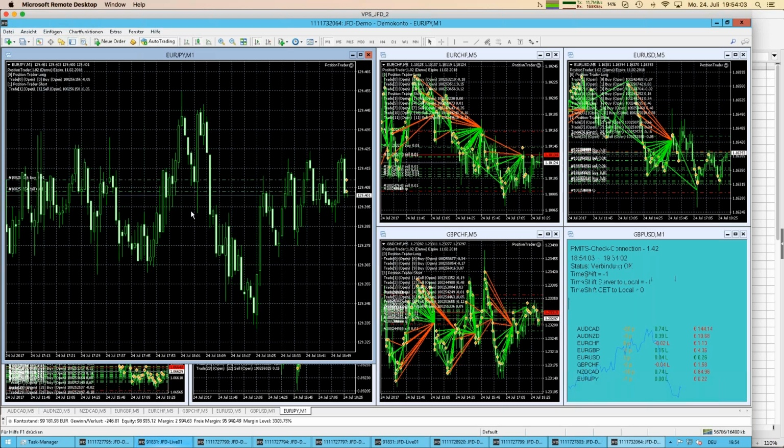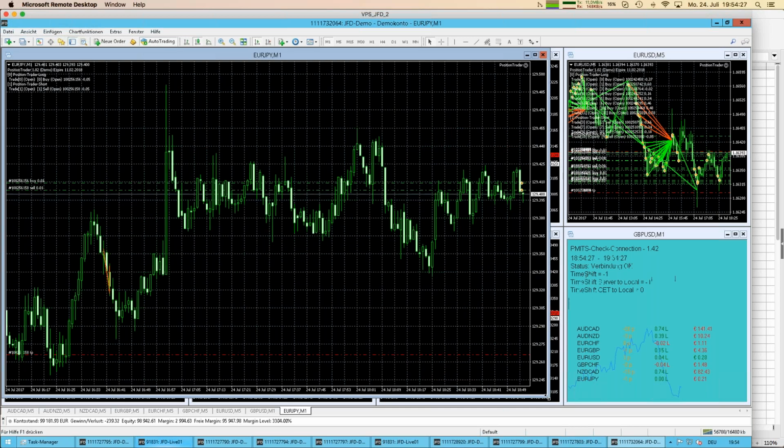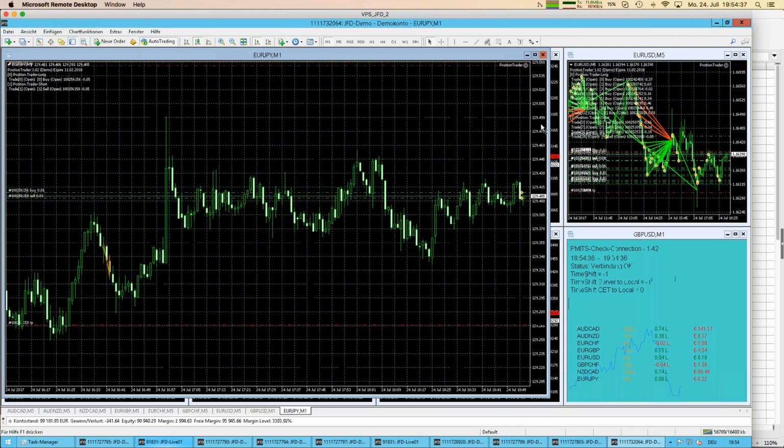And now you see what happens here. Let's go for live. So we opened two trades, one short trade and one long trade. And I repeat myself now, Euro Japanese yen is normally not a good currency pair for that. But let's go for that, because normally we have a little bit more action there.